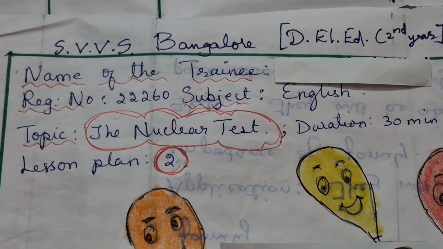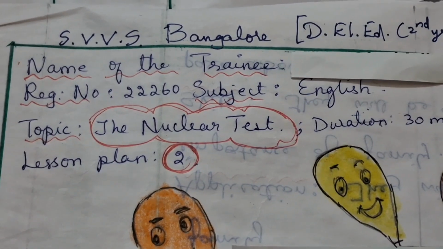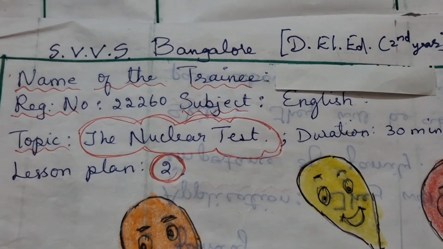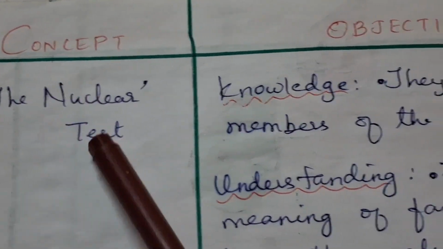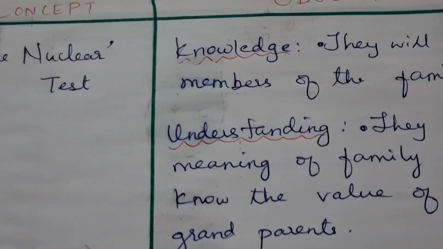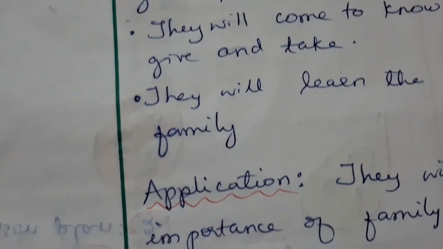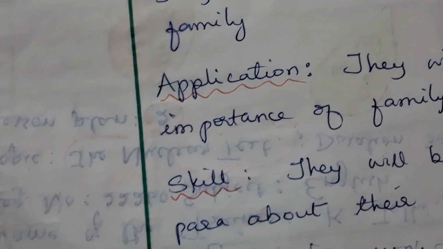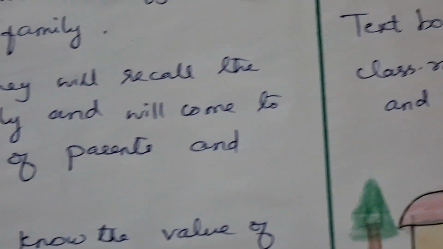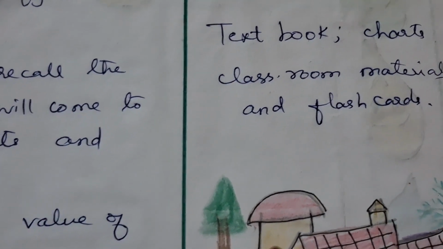This video is about an English lesson plan for D.El.Ed second year. The first page has the name of the trainee, register number, subject, topic, "The Nuclear Family", and duration of 30 minutes. Then 3 columns are there: concept, objectives, and teaching aid used. Under concept, the topic of the lesson; under objectives, knowledge, understanding, application, skill. So these are the 4 steps in objectives. Under teaching aid, you'll have a textbook, charts, classroom materials, and flashcards.